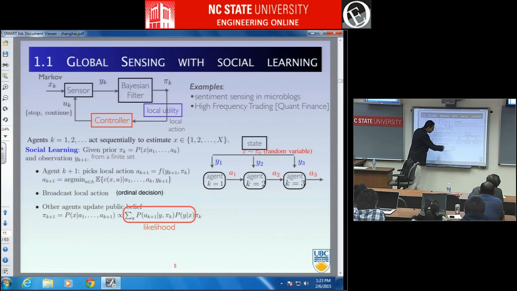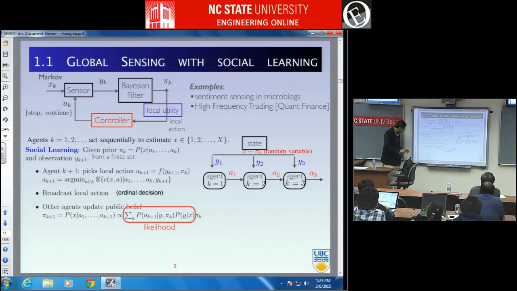But something very spectacular in this red box is that your likelihood now is an explicit function of your prior. It's not true in standard Bayes' rule. In standard Bayes' rule, your likelihood has nothing to do with your prior. It's simply the probability of your observation given the state, which is a function of the noise. Because of the social learning, where your action depended on your prior, this guy depends on this. And it is because of this reason some spectacular stuff happens.